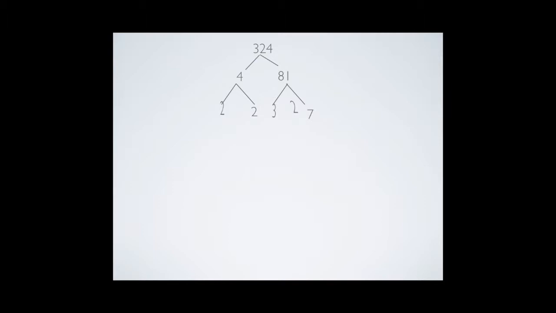Since 8 plus 1 equals 9, we can divide 9 by 3. That means 81 is divisible by 3. 81 divided by 3 equals 27. Since 2 plus 7 equals 9, and 9 is divisible by 3, 27 is divisible by 3. So write 3 and 9 under your lines because 27 divided by 3 equals 9. Circle 3 because it is prime.